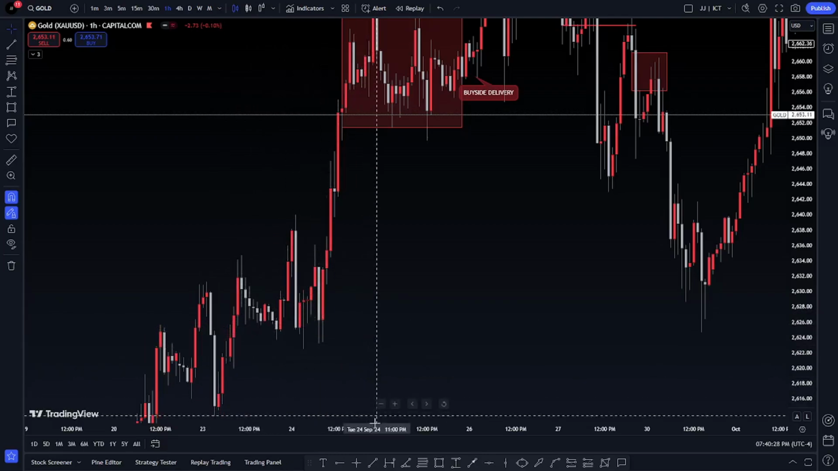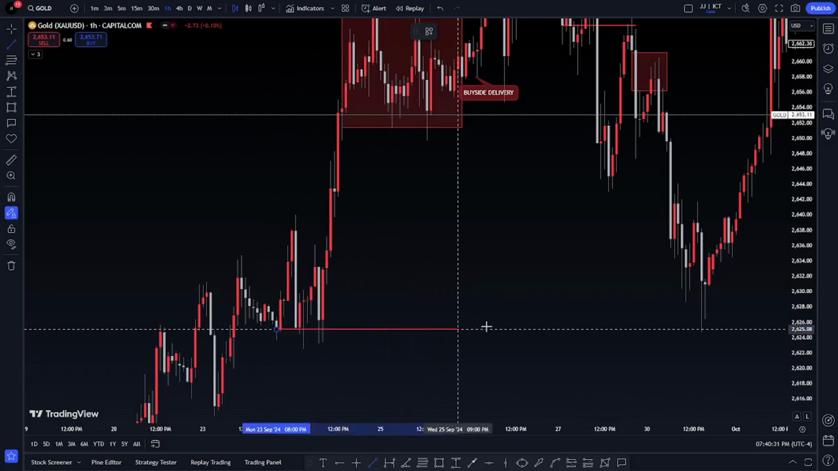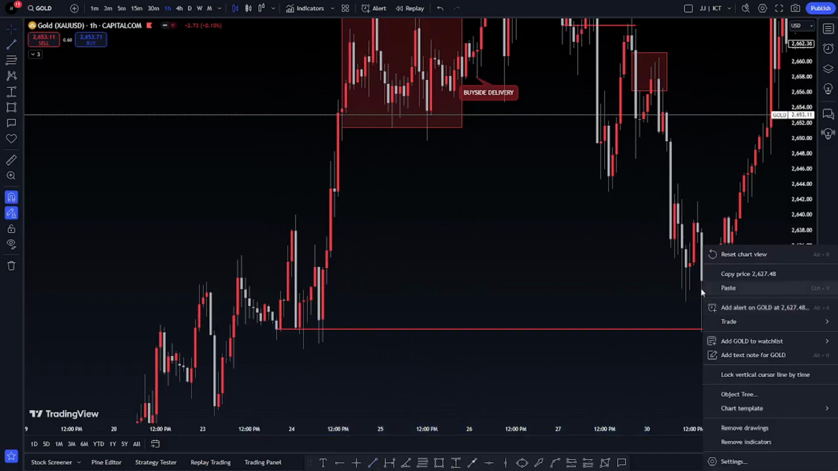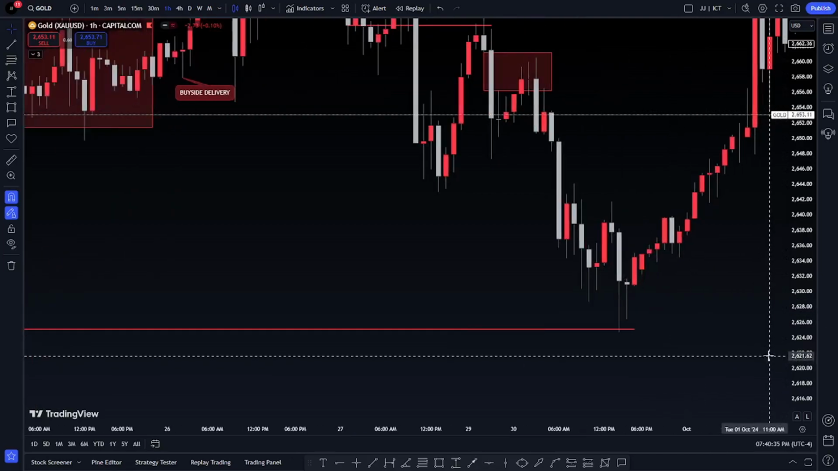Did it do that? Do you want to see again? Do you want to see once again? These are the bodies right here. Look at that. Precision. Do you see that? Precision.